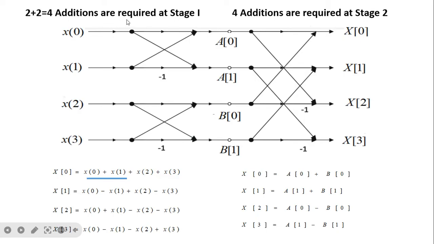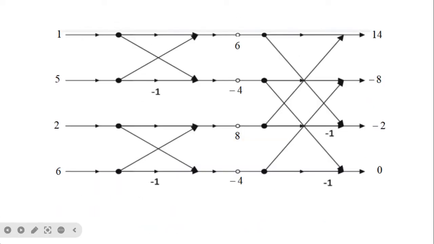So here how many additions are there? So here 2 additions plus 2 additions, so 4 additions are there in stage 1 and 4 additions are there in stage 2. So total 8 additions are there. Now we'll see the problem.